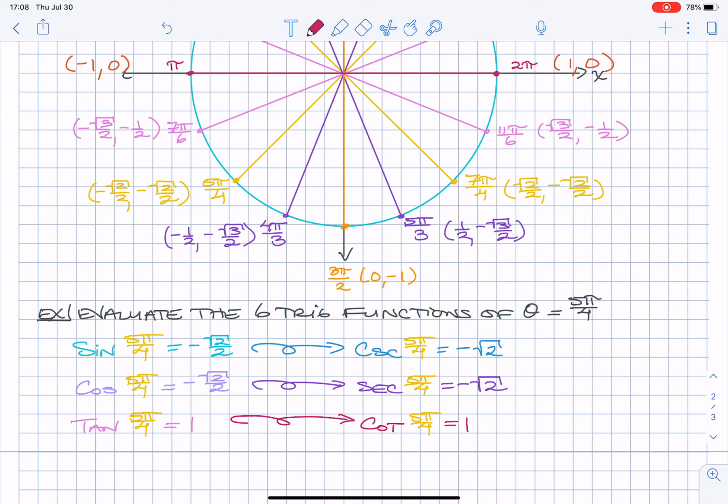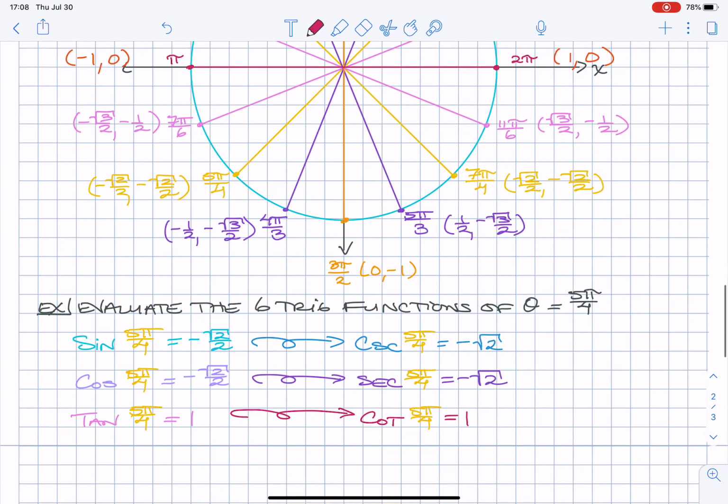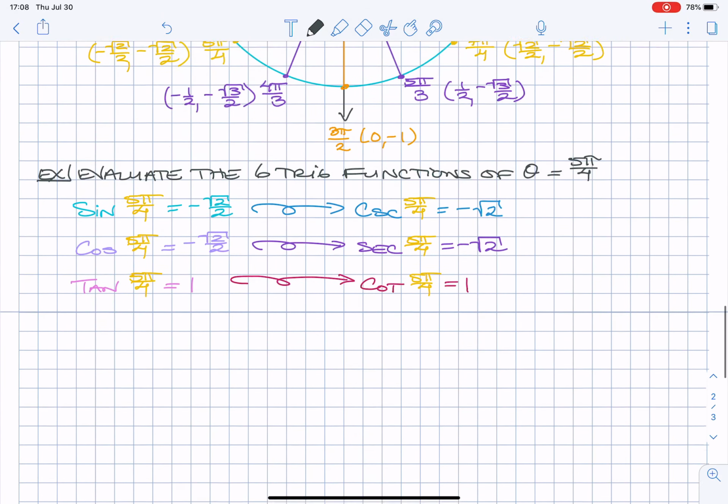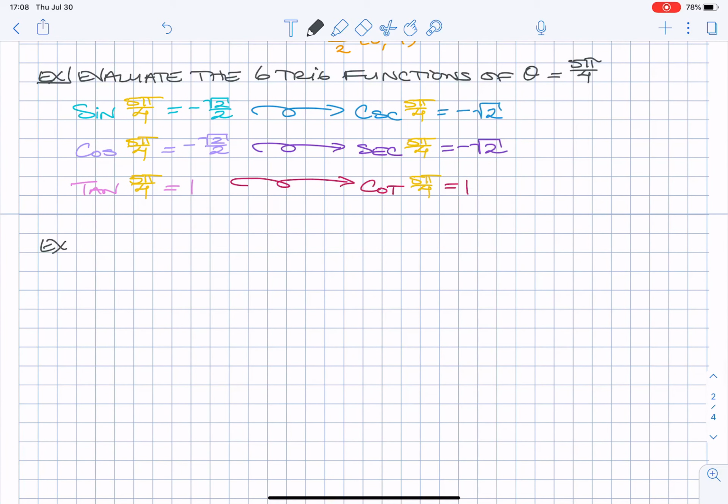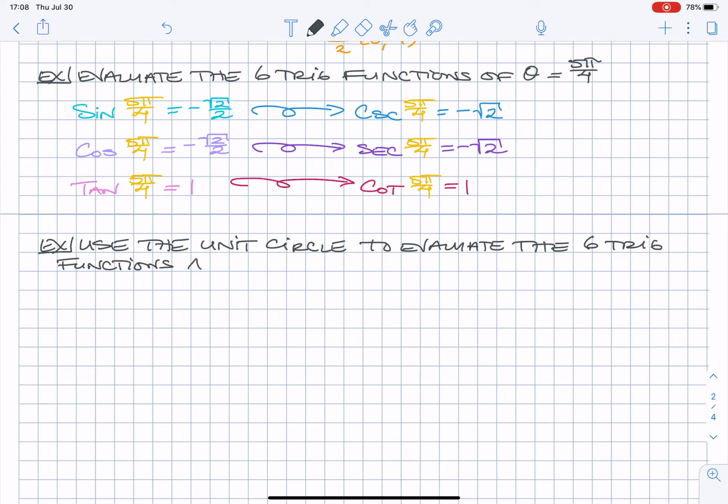So let's do a couple more. Example: use the unit circle to evaluate these 6 trigonometric functions at the following values of theta.